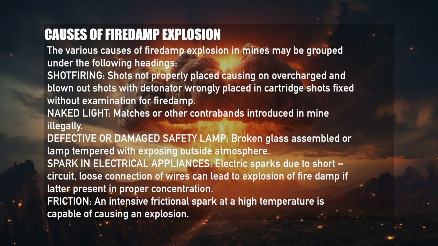Then friction. An intensive frictional spark at a high temperature is capable of causing an explosion. This friction can be caused due to movement of rope over pulleys, movement of belt over idlers, and rubbing against steel or timber supports, and continuous rubbing causes heating, and finally a spark gets released, which causes ignition of methane or finally results in explosion.